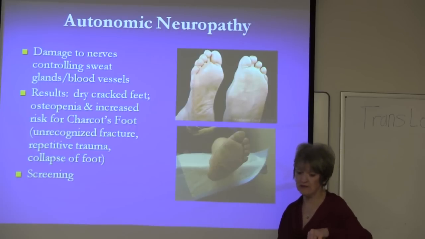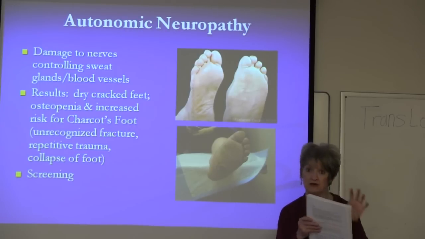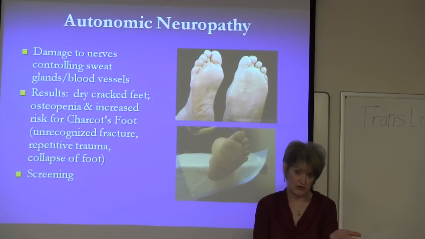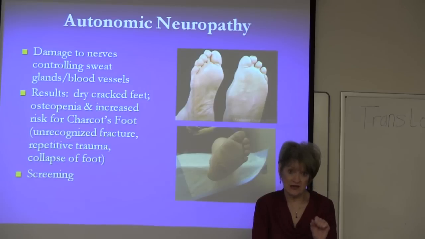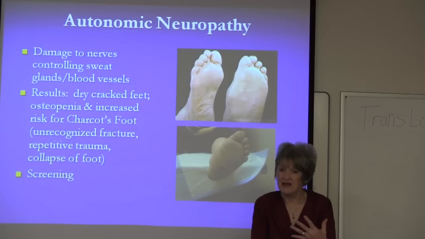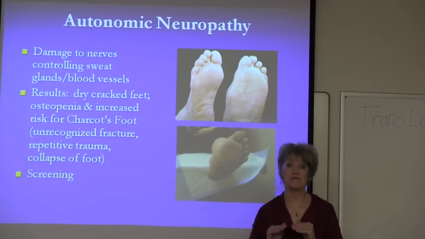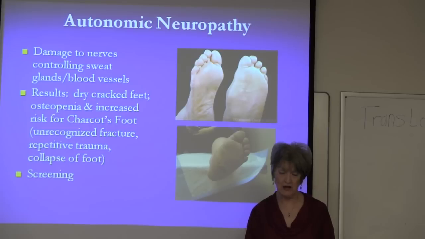Then the third type of neuropathy is autonomic neuropathy, and this is damage to the autonomic nerves. The autonomic nerves control two things. They control the function of the sweat glands, and they control the size of the blood vessels. Now, we commonly talk about diabetics having very dry, cracked feet. That's from damage to the autonomic nerves that control the sweat glands. So two things can happen. The most common is that they have marked reduction in sweating, and so they have very dry, cracked feet.